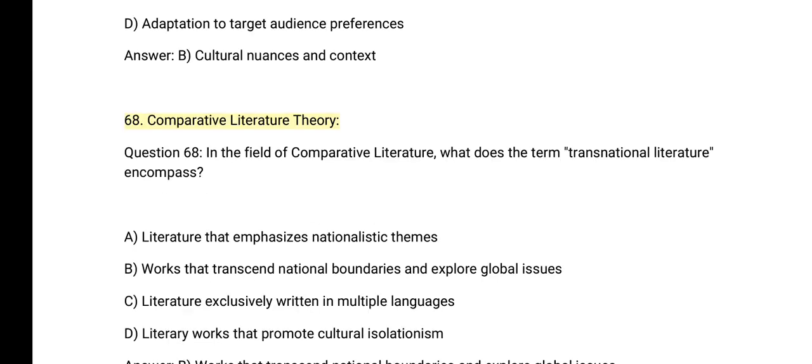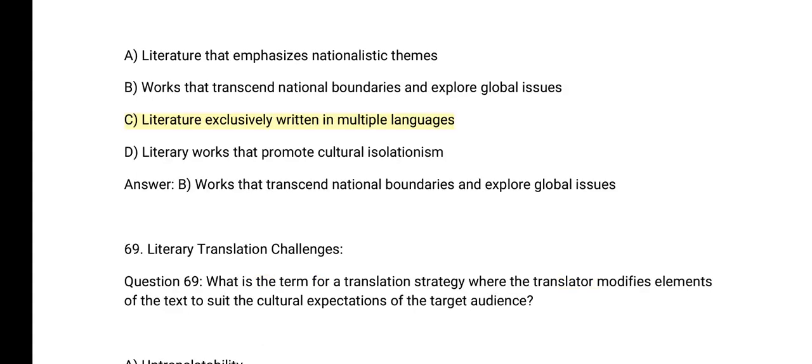68. Comparative literature theory. Question 68. In the field of comparative literature, what does the term transnational literature encompass? A. Literature that emphasizes nationalistic themes. B. Works that transcend national boundaries and explore global issues. C. Literature exclusively written in multiple languages. D. Literary works that promote cultural isolationism. Answer: B. Works that transcend national boundaries and explore global issues.